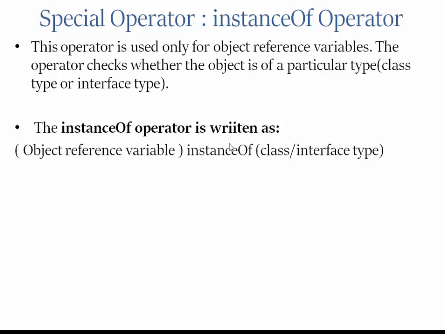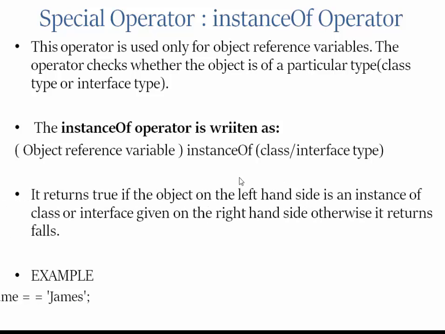Okay. So when this operator operates, it returns true when the object on the left hand side is an instance of the class or interface given on the right hand side. So in this case, we can check whether a particular object reference belongs to a particular class or not. For this purpose, we can use the instanceof operator. Okay, so let us see the example.